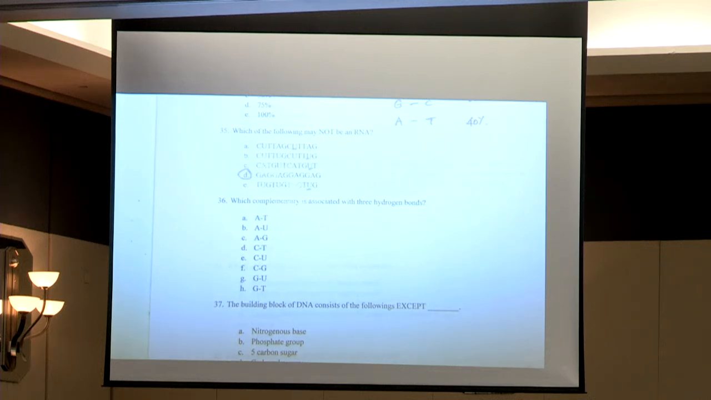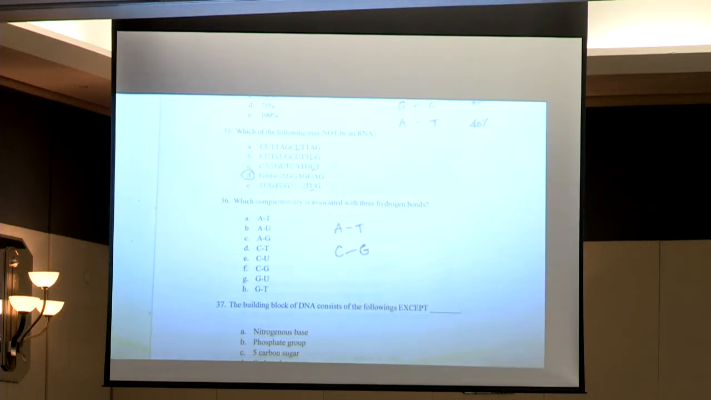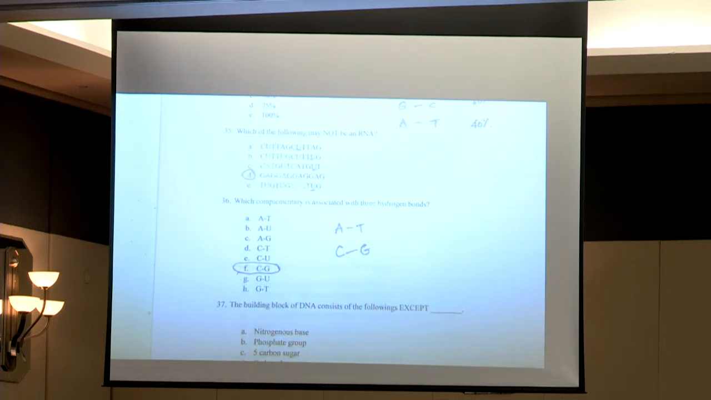So next one, I'm just throwing this one out. It should be very simple. Which complementary pair is associated with three hydrogen bonds? Besides the A, T and C, G, you don't have to worry about anything else. We know A, T is two hydrogen bonds, C, G is three. So the answer to this one is C and G. Am I going too fast? Everybody?